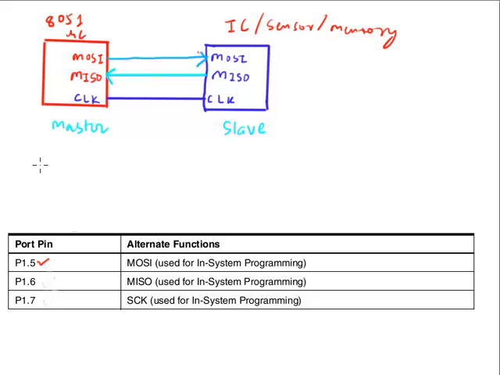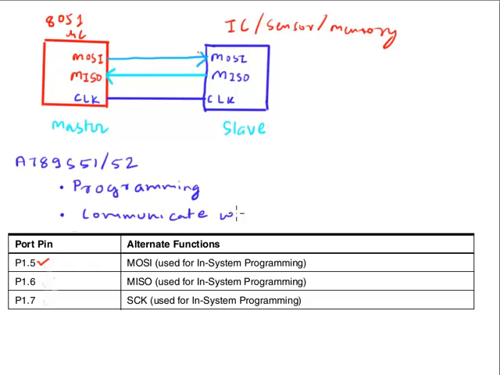So this is the SPI, and it is used in various ways on a microcontroller. If we take a case of a controller like the 89S51 or 52, the SPI is used for programming or burning the flash into the controller. And as we have discussed here, it is also used to communicate with other SPI devices. So this is the only alternate pin function of port 1.